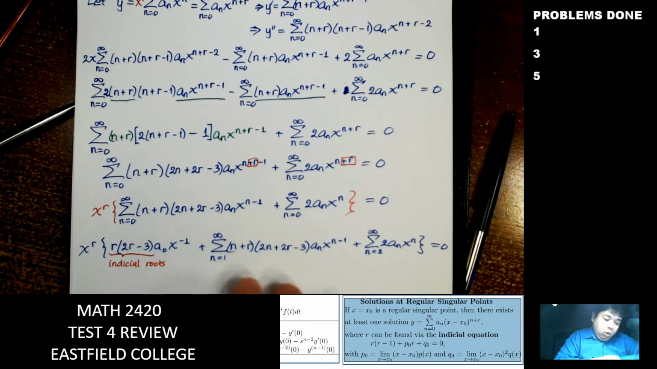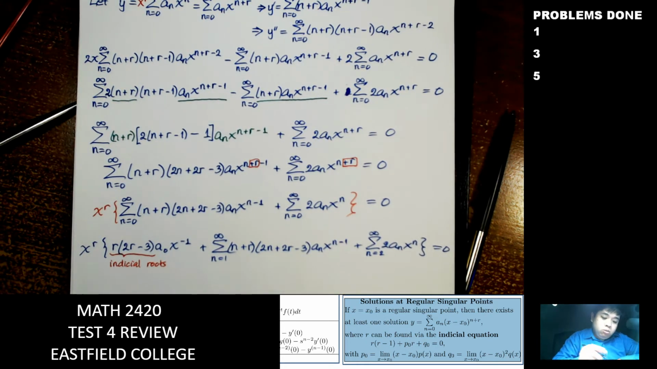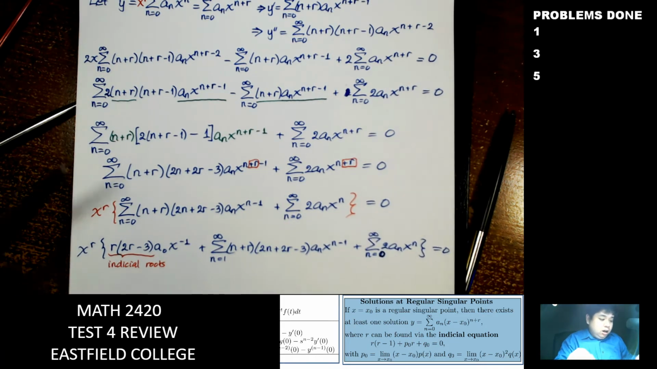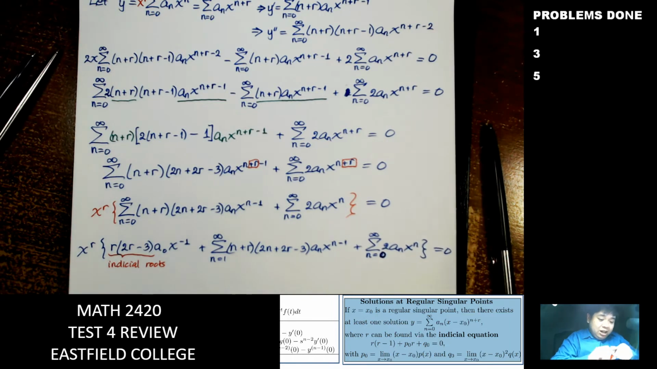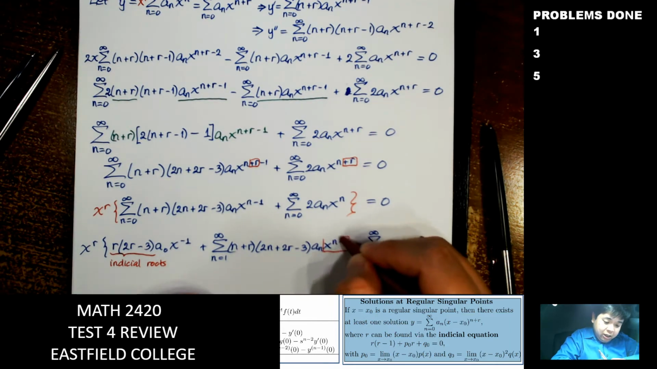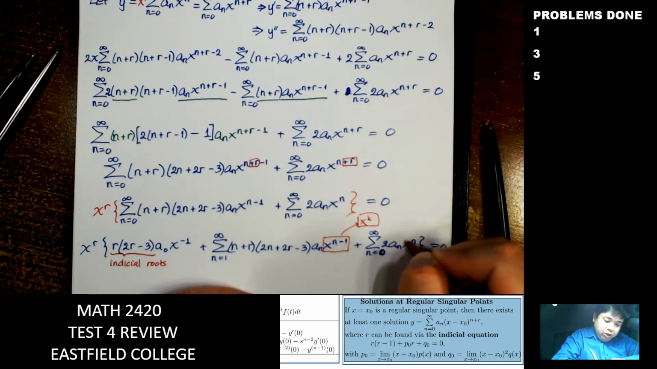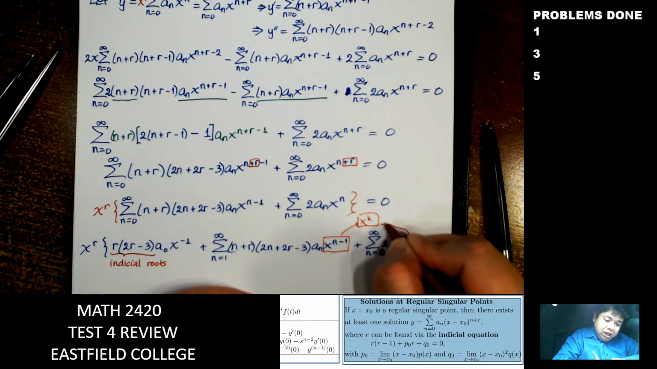Right. Now both of them start at 0. I don't know why I write 2 here, but that is 0. Alright, next, change the index, so this will be x to the k, so we'll change that to x to the k, and we change this to x to the k as well.